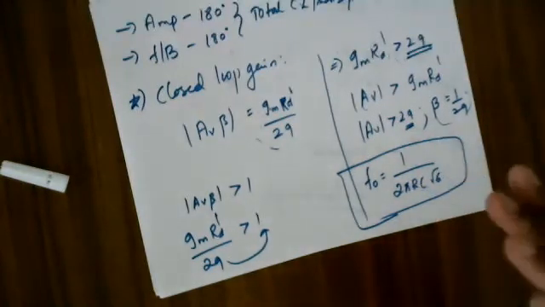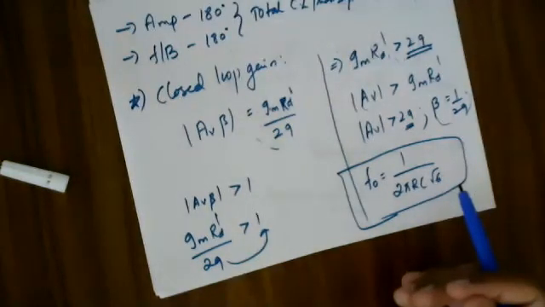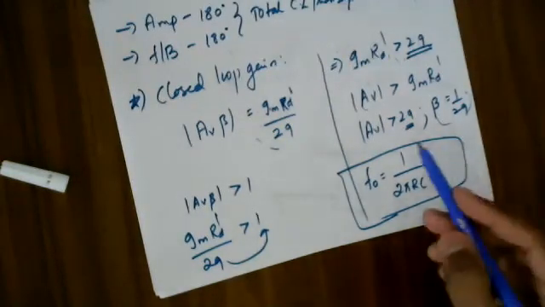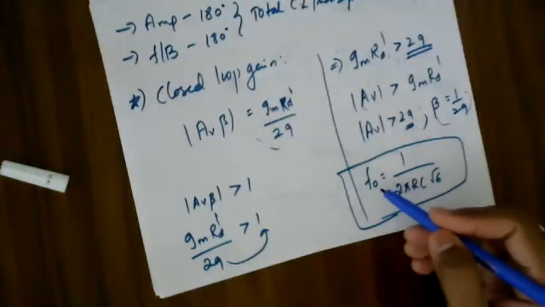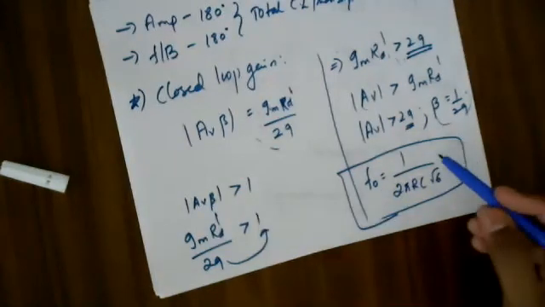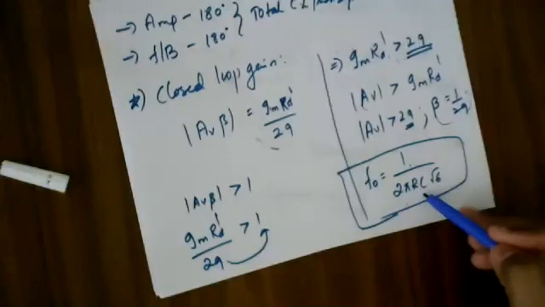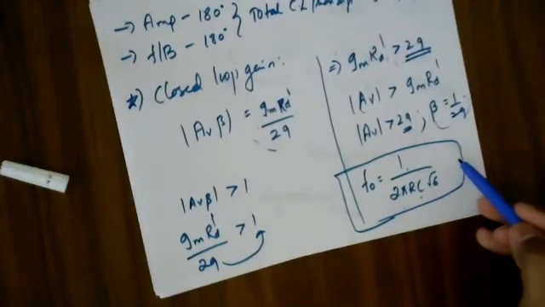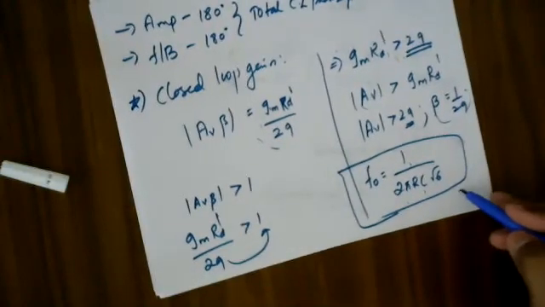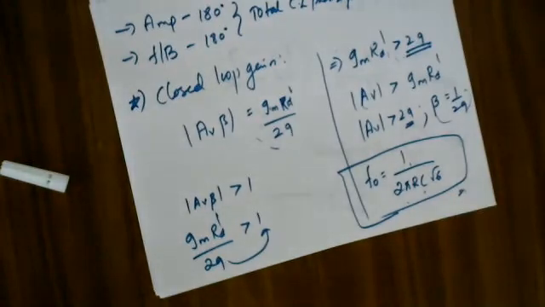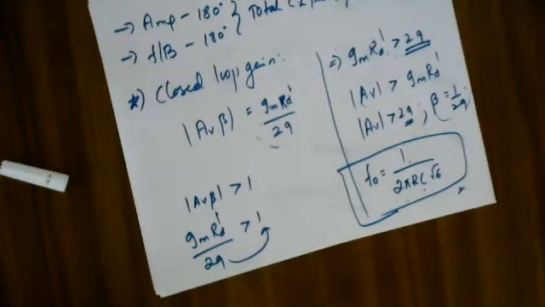Whatever oscillations occur in a system will have a frequency f naught, which is given by 1 upon 2 pi RC into root 6. This is the equation you need to remember in case of your RC phase shift oscillator or even a ladder oscillator. Is that clear to you?